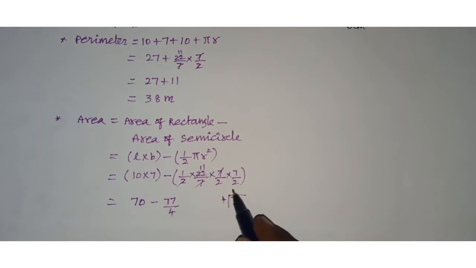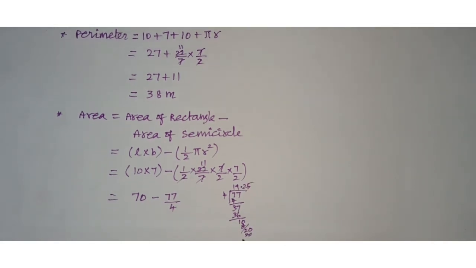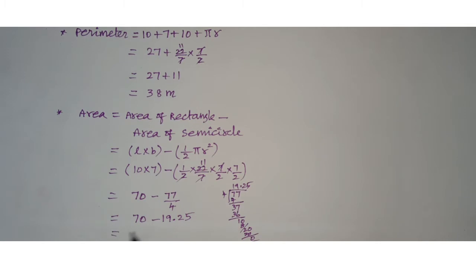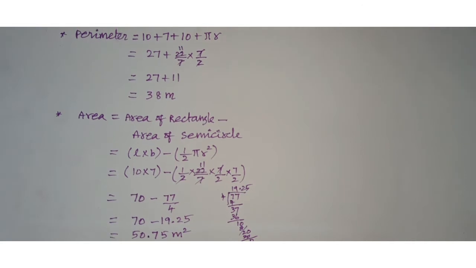So 77: 4 ones are 4, 37, 4 nines are 36, 1 remainder, put decimal, 10, 4 twos are 8, 2 remainder 20, 4 fives are 20. That's the end of the division. Okay, so 19.25. So 70 minus 19.25, we will get 50.75. 50.75 meters square. This is the required area.